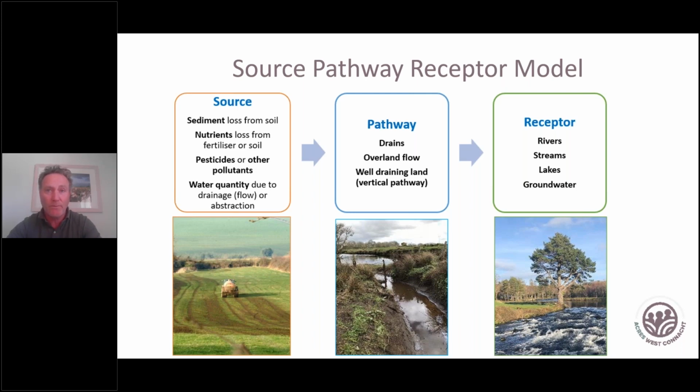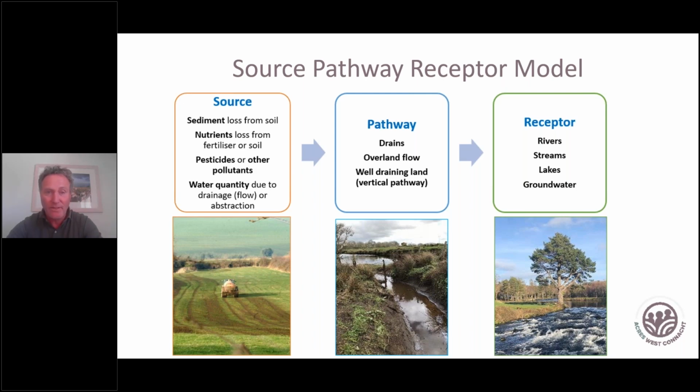Just when we talk about the source pathway receptor model, it's a well-established way of identifying impacts on the natural environment. So you need all three things for an impact to occur, to arise. You need a source. So in the instance of water quality, we're talking about sediment loss from soil, nutrient loss from fertilizer or soil. We're talking about pesticides or other pollutants that might be arising out of agricultural activity. And then also water quantity due to drainage or alteration of flow.